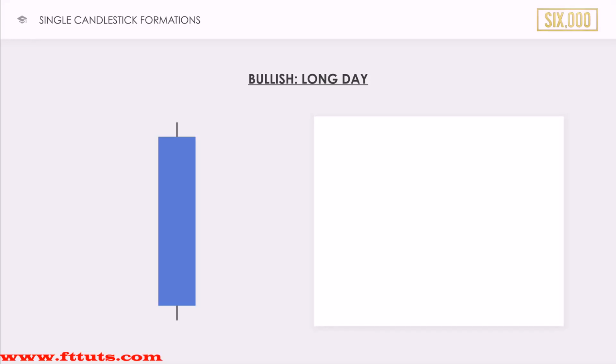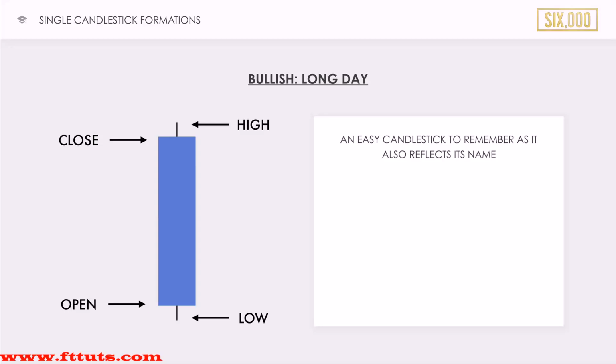Here we have a bullish long day. This time it's similar to the Marubozu. It has the open price at the bottom and the closing price at the top, but this time it has a low and a high. So of course sellers were active in this price session. You can see that price was pushed lower. We've created a low price, and sellers decreased the price when it hit the high, making the closing price slightly lower. It's an easy candlestick to remember, as it also reflects its name.